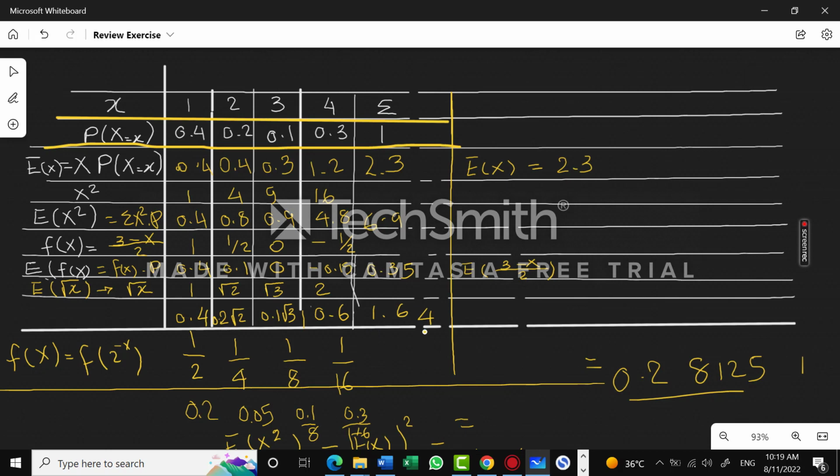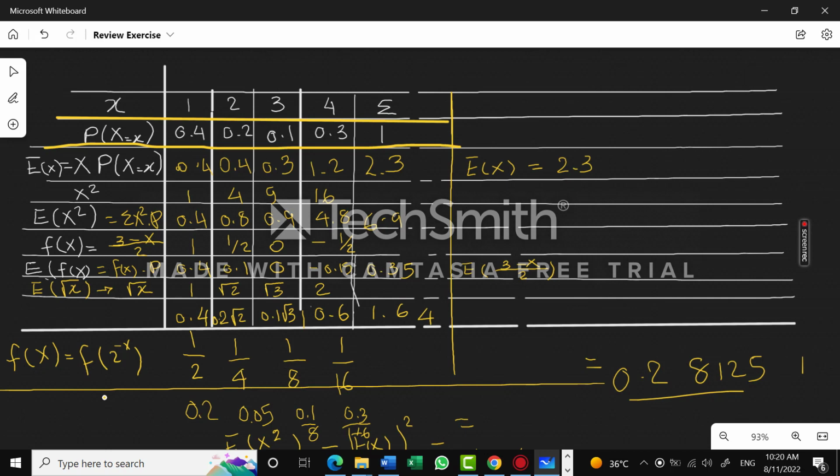Okay, this is the expectation for the function square root of X. Simply, we can understand now that instead of having the distribution values 1, 2, 3, 4, the distribution values will be 1, square root of 2, square root of 3, 2, and so on.